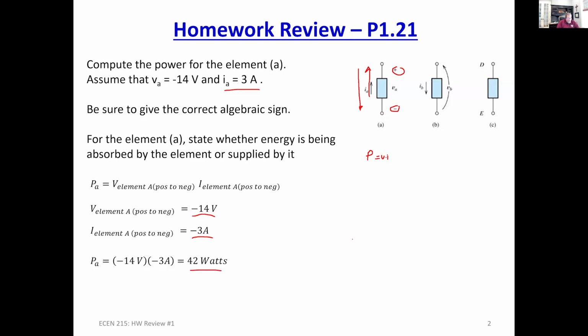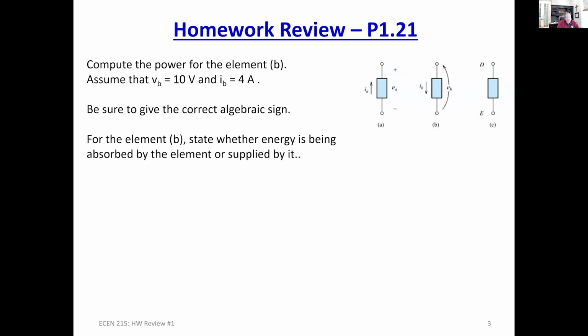Does anybody have any questions on that? All right. Because of that, the power is being absorbed here. It would be generated if it was the other way around. Sorry for the confusion initially, I was brain locked looking at the thing. I'm trying to do two things at once here.